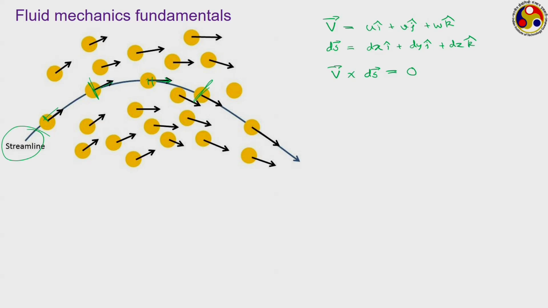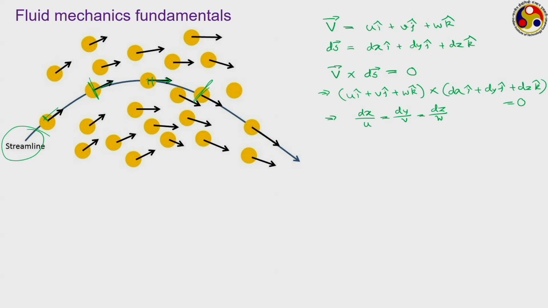So, we can use the components now to write that (ui plus vj plus wk) cross (dxi plus dyj plus dzk) has to be equal to 0. If you perform the product, then we can see that it will come as something like this: dx upon u is equal to dy upon v is equal to dz upon w, which can be taken as the equation for a streamline in a 3-dimensional coordinate system.